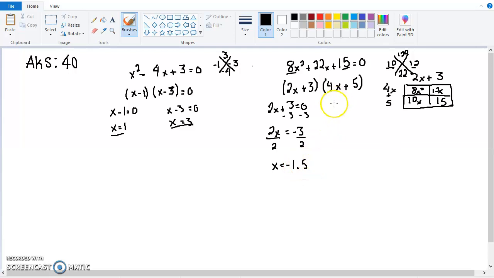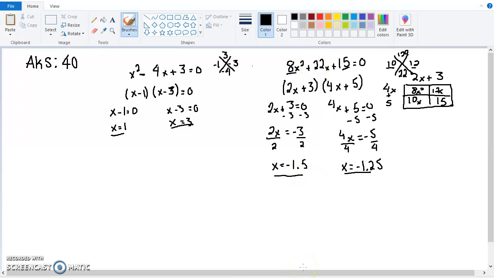And then you do the same over here. So 4x plus 5 equal to 0. Minus 5 gives you 4x equal to negative 5. And you divide by 4 to get the x by itself. And your second zero, or x-intercept, will be negative 1.25. So these are your zeros for this quadratic function.